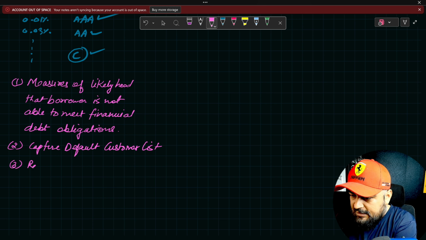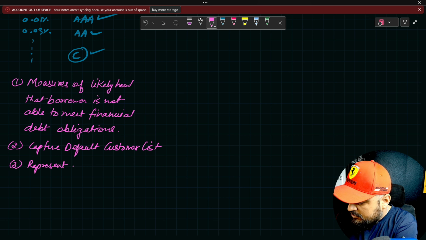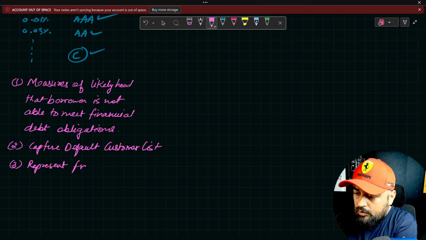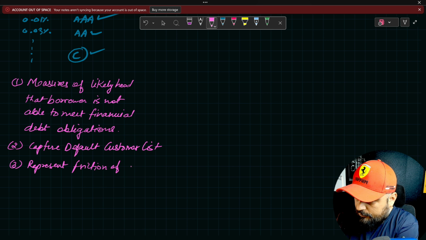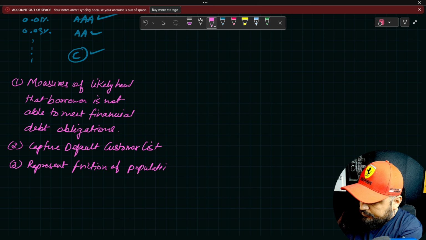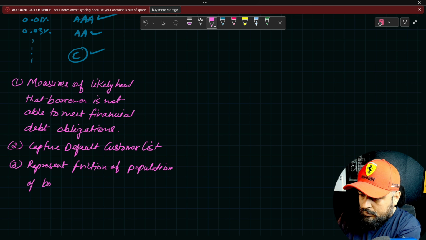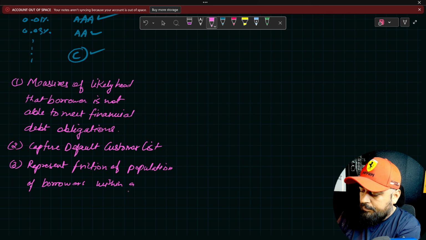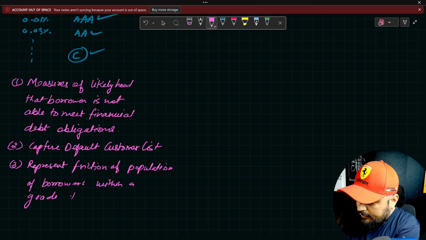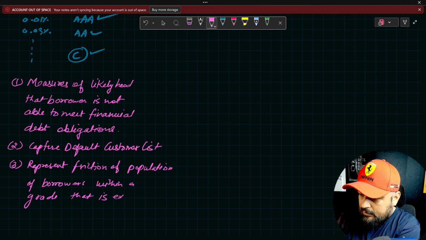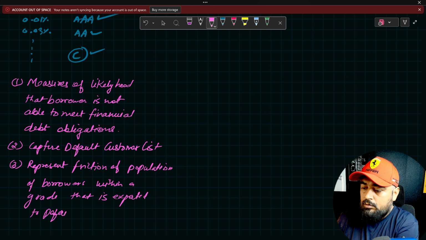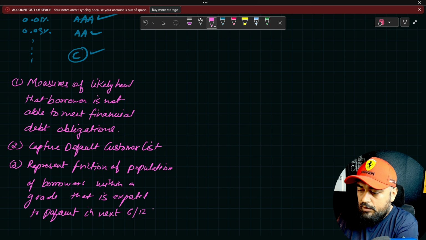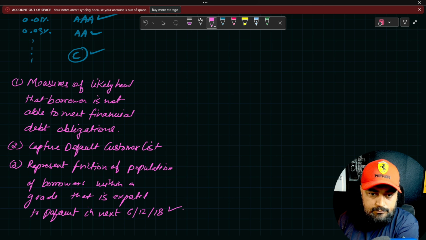Then this represents the fraction of the population of borrowers within a grade that is expected to default in the next 6 months or 12 months or 18 months, all of that. So that's why this is very important.